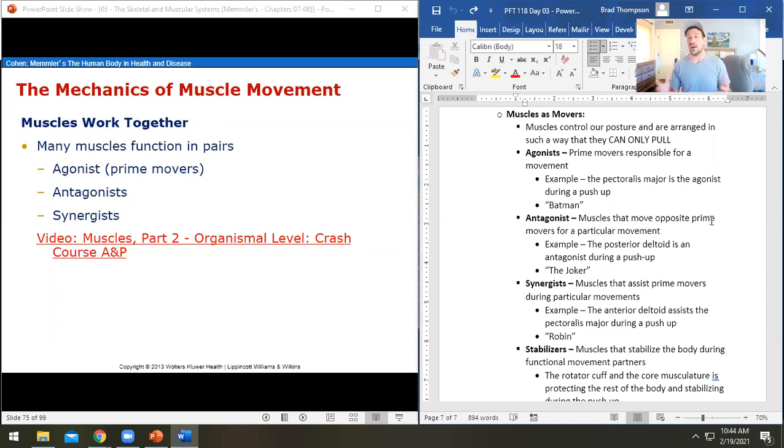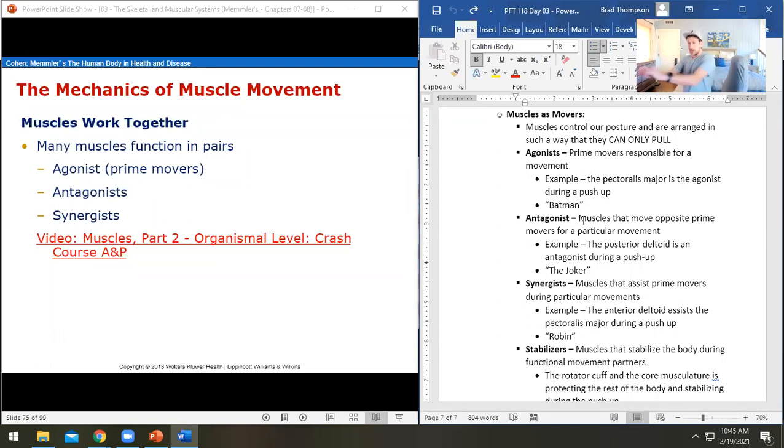Think of it as the main character of whatever you're talking about. It's Batman, right? Batman's the main character of Batman comics or Detective Comics, whatever you want to call it. Now, obviously, because we have to be able to pull in the opposite direction, we have to have a direct opposite muscle for every muscle we have in our body. And that's where you have your antagonists, okay? Antagonists are muscles that move opposite of your prime movers for whatever particular movement.